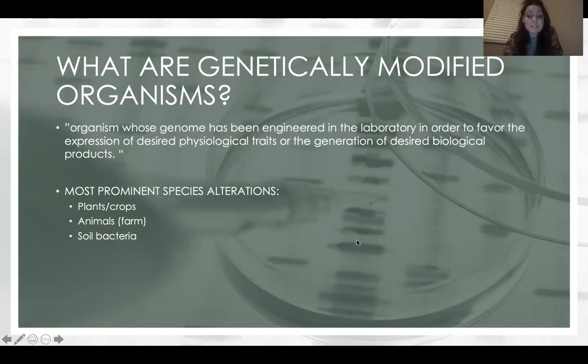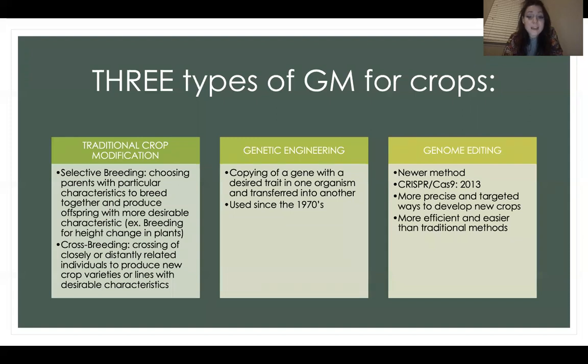Now, the most prominent species alterations that we see are going to be plants and crops, like I've already mentioned, animals, which are usually your farm animals, and soil bacteria. Now, there are three types of genetic modification that is typical for crops. That's going to be your traditional crop modification, which consists of selective breeding and crossbreeding. This method has been around for 10,000 plus years and it's been pretty effective.